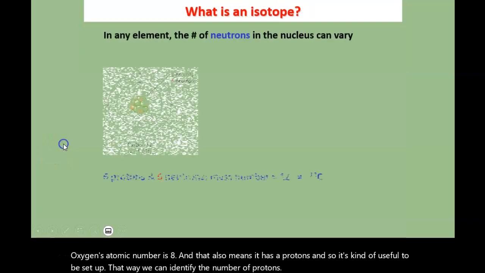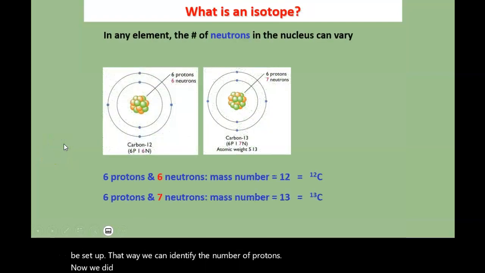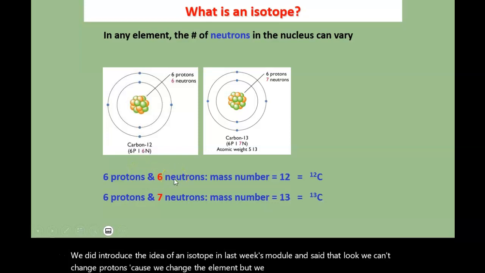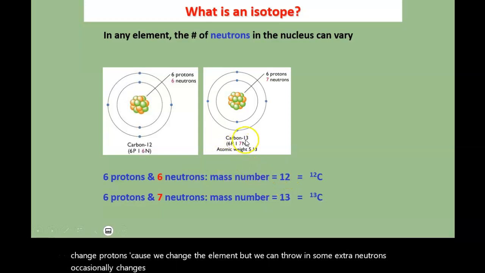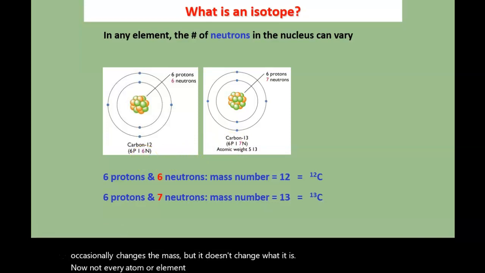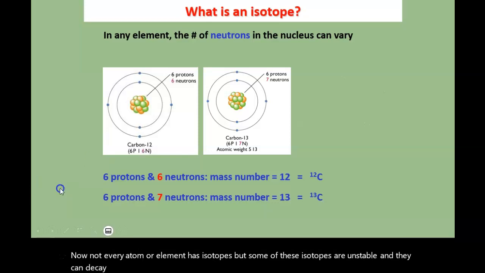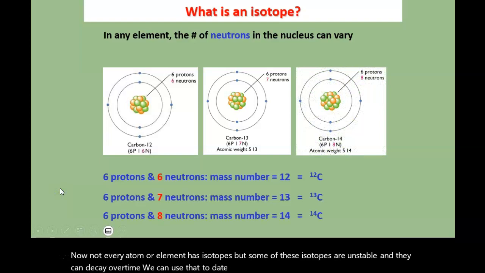Now, we did introduce the idea of an isotope in last week's module. It said that we can't change protons because we'd change the element, but we can throw in some extra neutrons occasionally. It changes the mass, but it doesn't change what it is. Not every atom or element has isotopes, but some of these isotopes are unstable and they can decay over time. We can use that to date certain rocks, and we talked about that for absolute age dating last week.